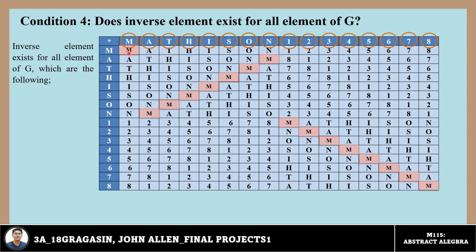So as you can see here, we have the M, and the element above it is letter M. Therefore, the inverse of M is M. And for letter A, which is here, the element above the identity element is N. Therefore, the inverse element of A is N. And then we have here the element T, and the identity element, and the element above it is letter O. Therefore, the inverse of T is letter O. And then we have here the letter H, wherein this is the identity element, and the letter above it, which is letter S, would be its inverse. Therefore, the inverse of H is letter S.